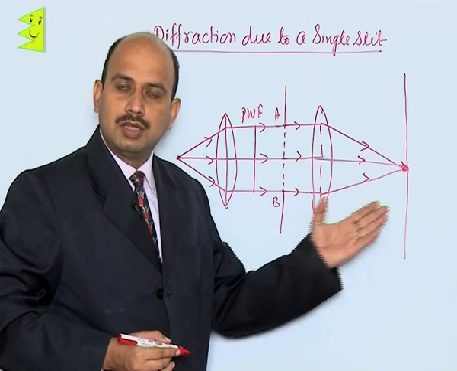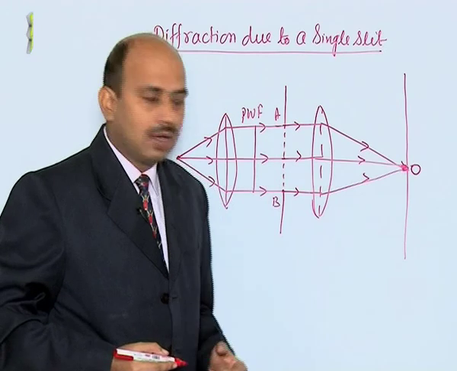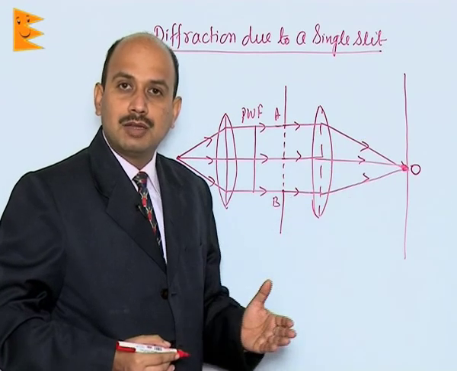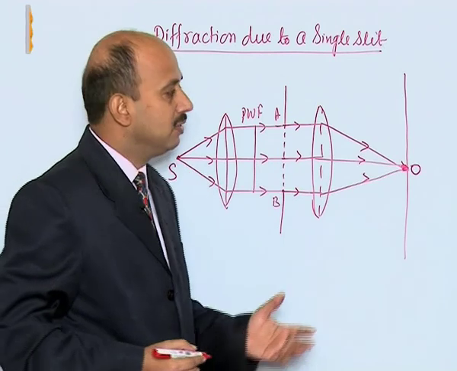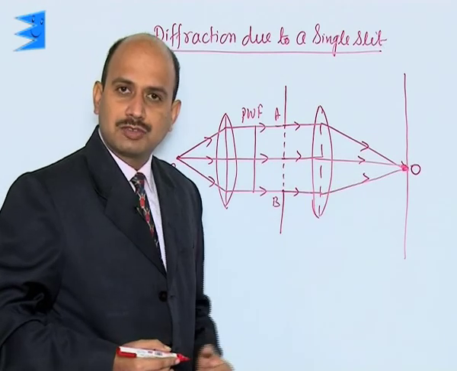This point is known as the central maximum, and on either side of this point we will be getting bright bands but of weak intensity. It means the intensity will keep on reducing. So this is about the diffraction pattern.